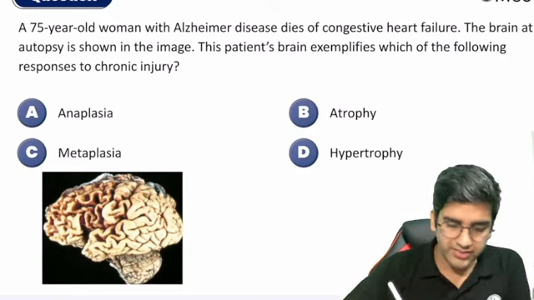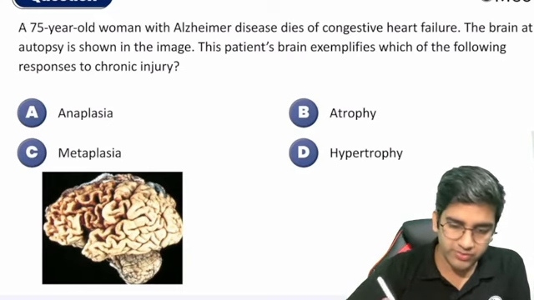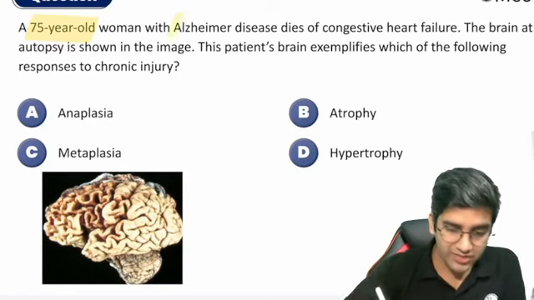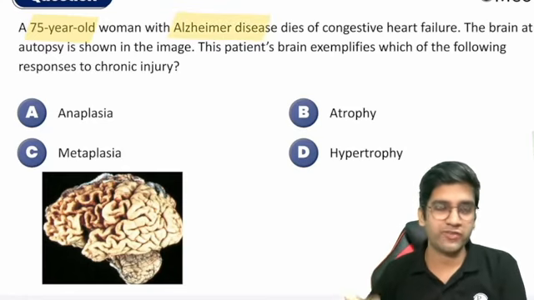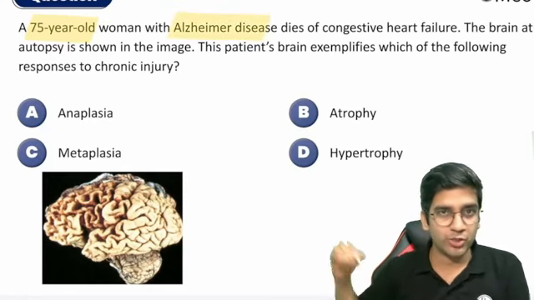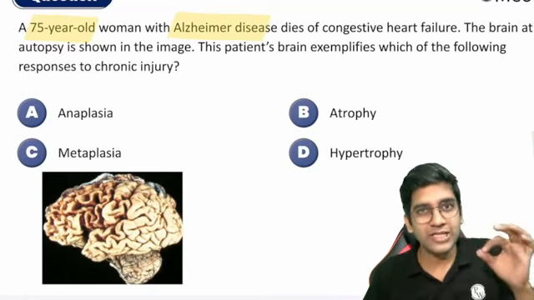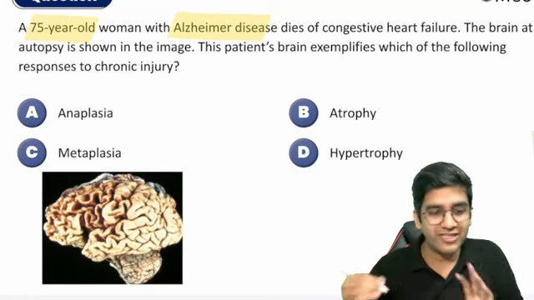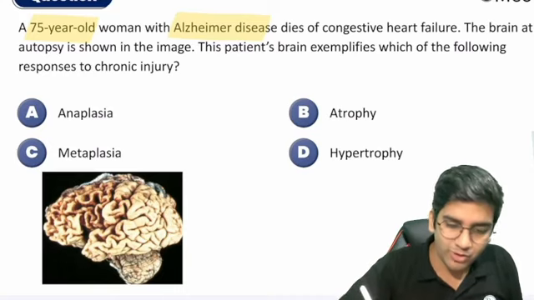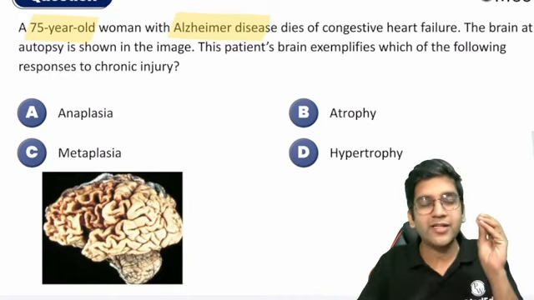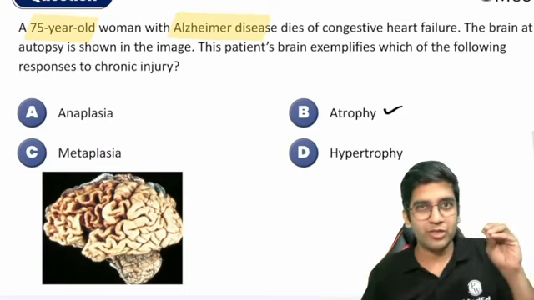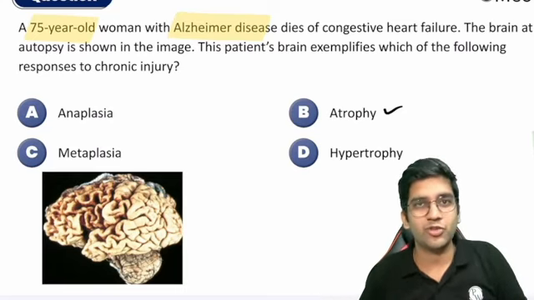Let's read. It's a 75-year-old. So the first clue for me here is age. It's an elderly person. Has Alzheimer's disease and dies due to heart failure. The brain is shown in the autopsy. So in an Alzheimer's individual, what will happen to the brain? That's all the question is. It's very simple, right? Again, never ever complicate things. You just need a clear mind to answer the question. That's all. If you're able to answer today, which means you have understood the topic.